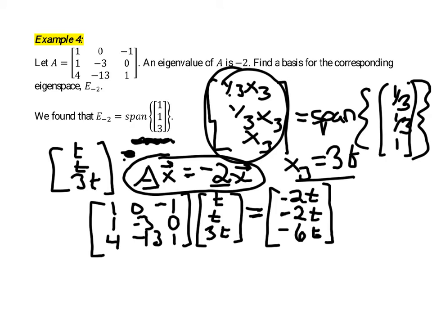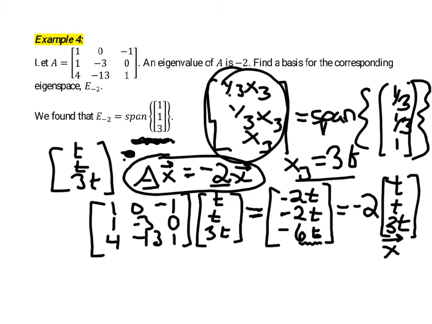And so we've got a common multiple of negative 2. We could write that out front if we want, and that would be negative 2 times the vector t, t, and then when I divide out negative 2, I'm left with 3t, which is our original vector x, some multiple of the vector 1, 1, 3. And it turns out that yes, when we multiply the matrix A times any vector of that form, we get negative 2 times the original vector. So we're sure that our answer to example 4 is correct.